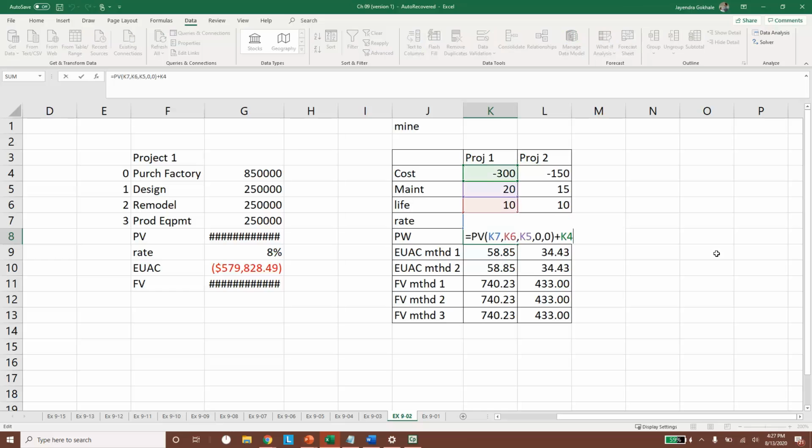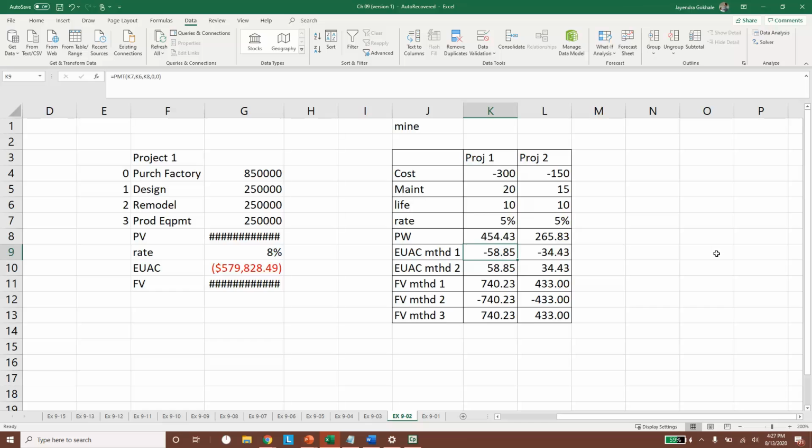The present worth is PV of rate 5%, K6, number of periods, it's all annual. The payment is K5, or it is a positive number. So the PV of a positive number would be negative. And the future value is 0. That is, in the end, we have no cash flows, and the type is 0. And since the PV will be a negative number, our 300 is already a negative number, so we just add them literally. That gives us a complete negative number. Now, if we'd wanted a positive present worth, all we would have done is made the payment negative and the present value negative as well. So positive.